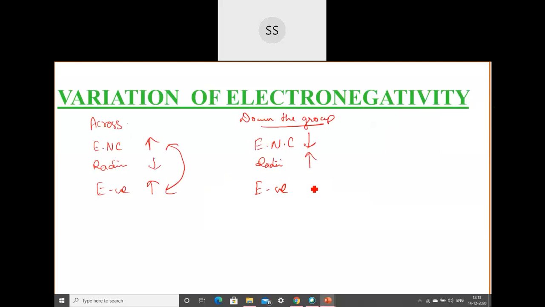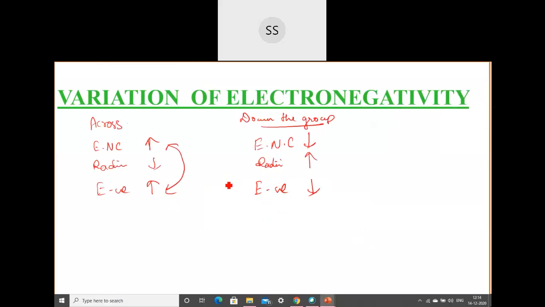If you are going down the group, effective nuclear charge is decreasing and the radius is increasing, so electronegativity also decreases. So this much is enough, because the trends are similar.